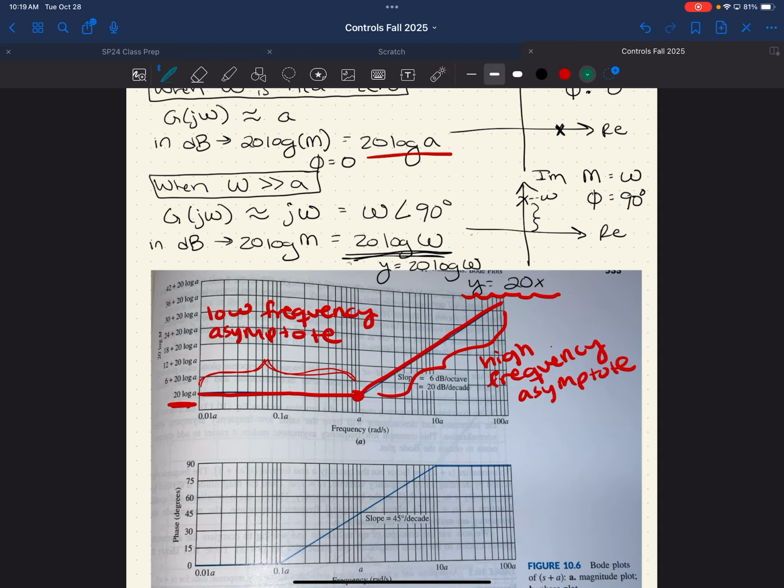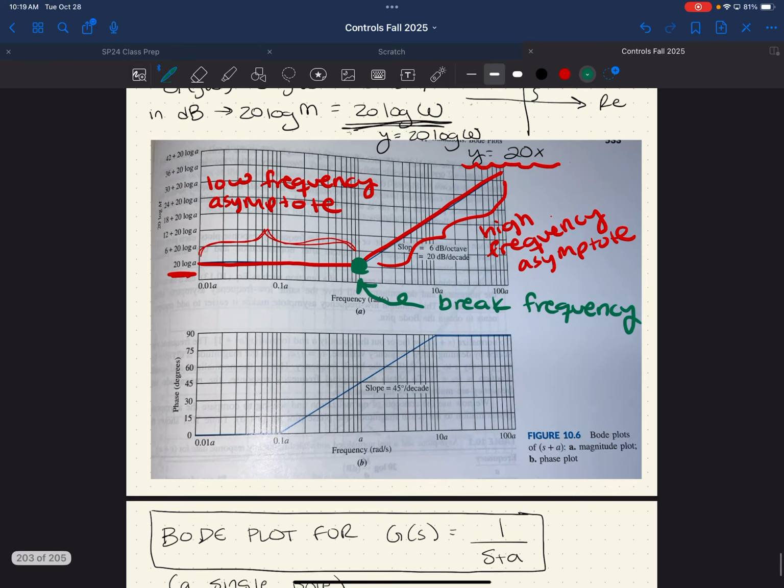There's a very, very special point at A, which is the value of the zero. This point is called the break frequency. Not necessarily that anything bad happens here. It's not breaking. It's just that this is the break point between the low frequency response and the higher frequency response. That's where the system starts to change its behavior.